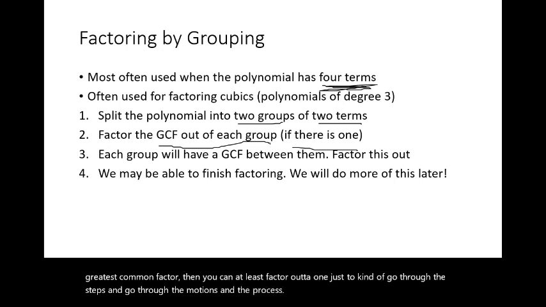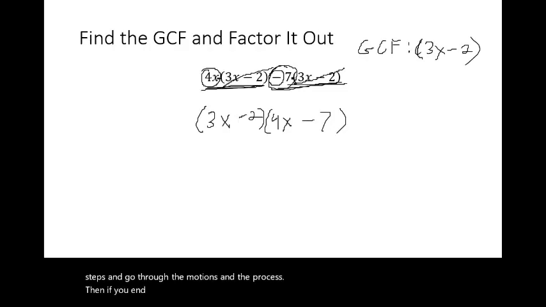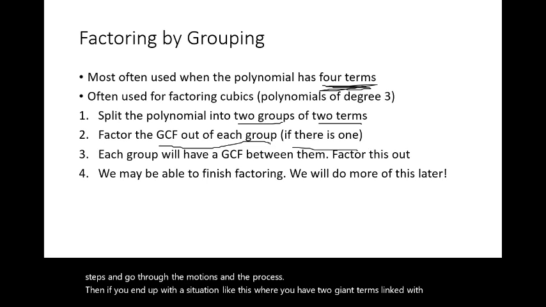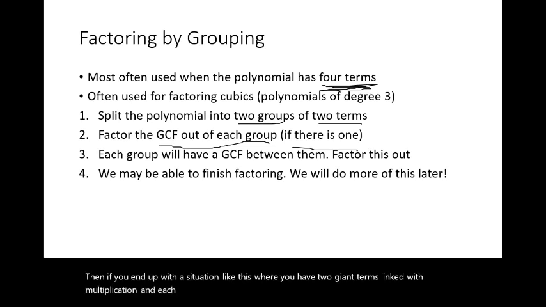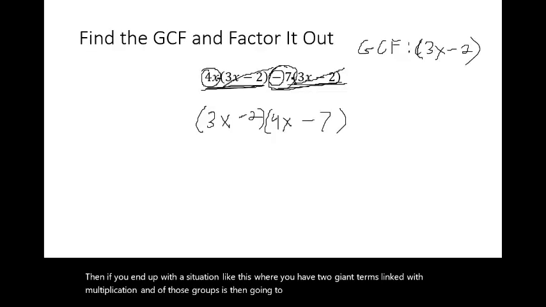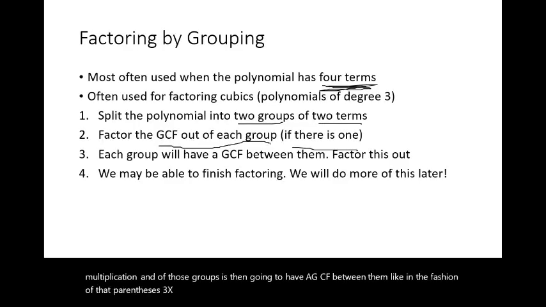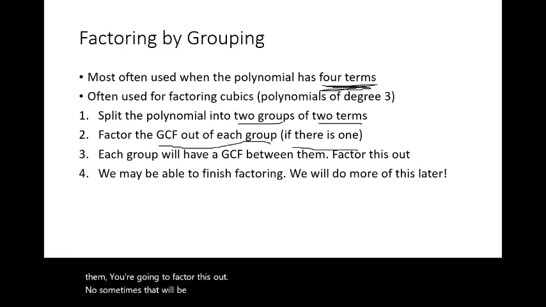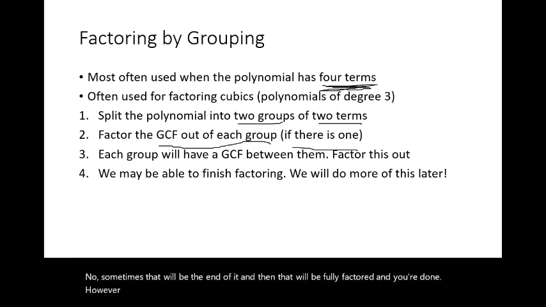Then you will end up with a situation like this. Well, you'll have 2 giant terms linked with multiplication, and each of those groups is then going to have a GCF between them, like in the fashion of that parentheses 3x minus 2. So then when each group has a GCF between them, you're going to factor this out. Now sometimes that will be the end of it, and then that will be fully factored and you're done. However, you might be able to factor it further, and we're going to do more of that later.